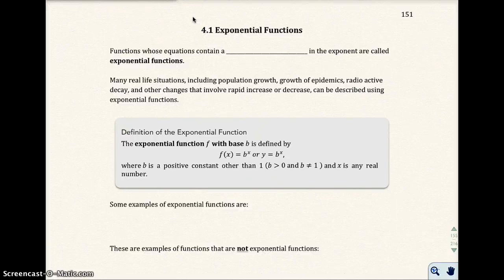4.1 Exponential functions. Functions whose equations contain a variable in the exponent are called exponential functions. So we have not dealt with a variable in the exponent. And we have many real-life situations which include population growth, growth of epidemics, radioactive decay, and other changes that involve rapid increase or decrease can be described using exponential functions. So we're going to deal with some of those in this chapter.